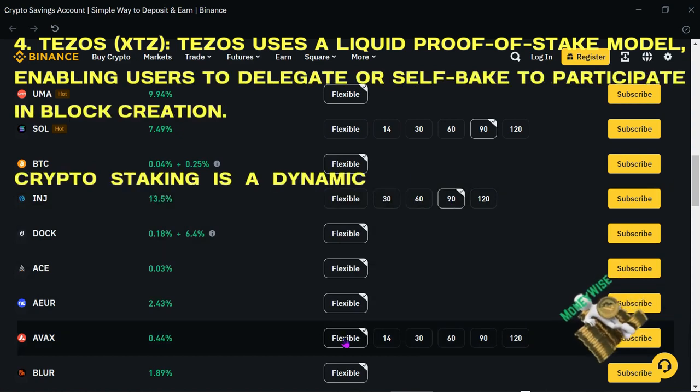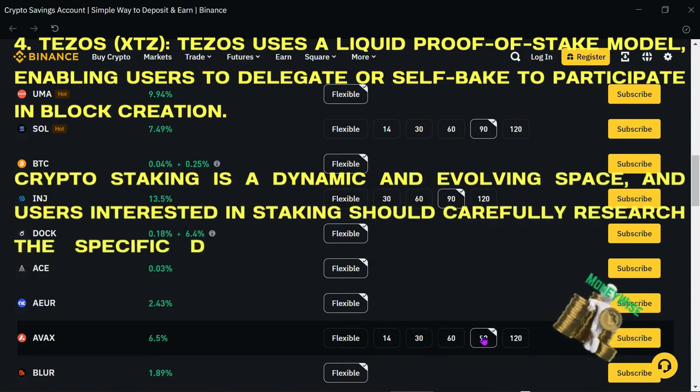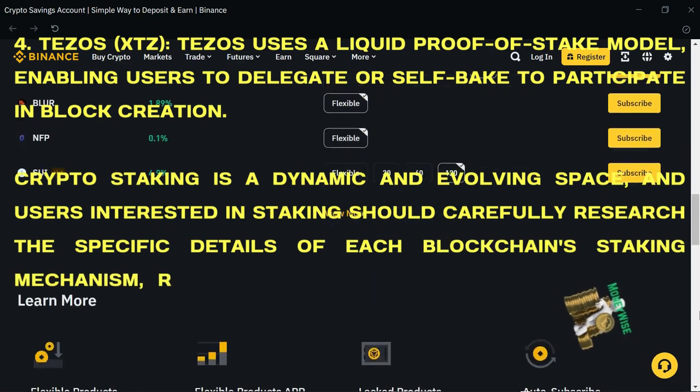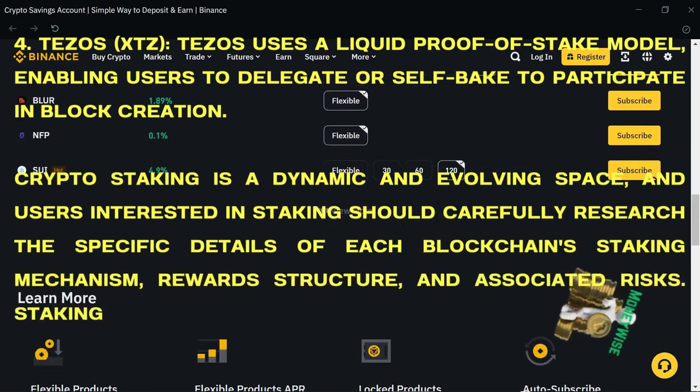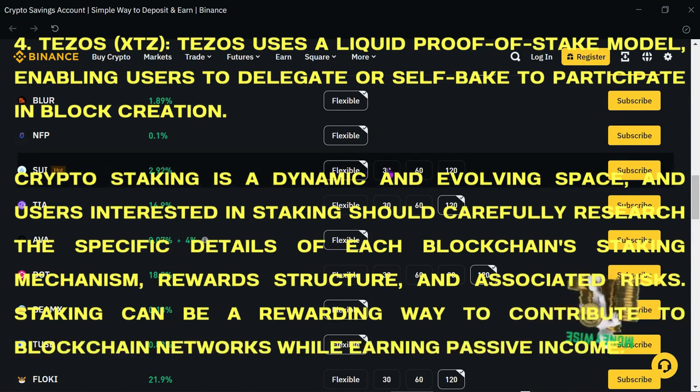Crypto staking is a dynamic and evolving space, and users interested in staking should carefully research the specific details of each blockchain staking mechanism, reward structure, and associated risks. Staking can be a rewarding way to contribute to blockchain networks while earning passive income.